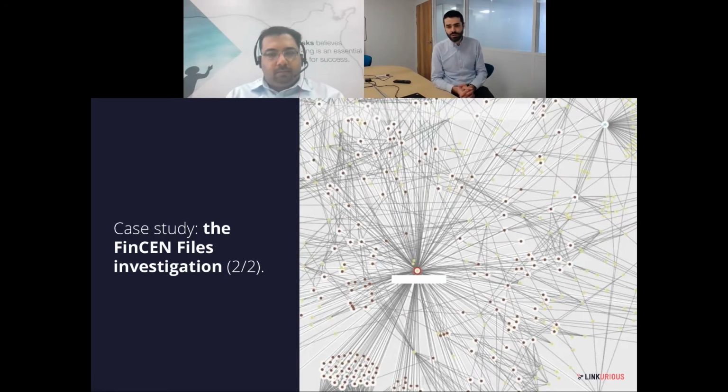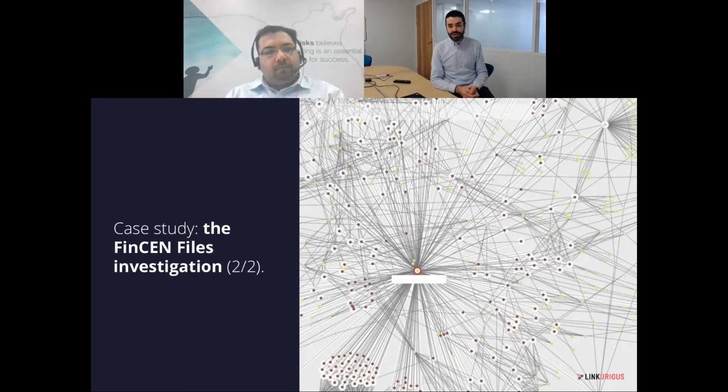But there's also an underlying story to this investigation. What's interesting is that the ICIJ faced a very complex AML challenge. So they had limited financial resources and limited domain expertise.